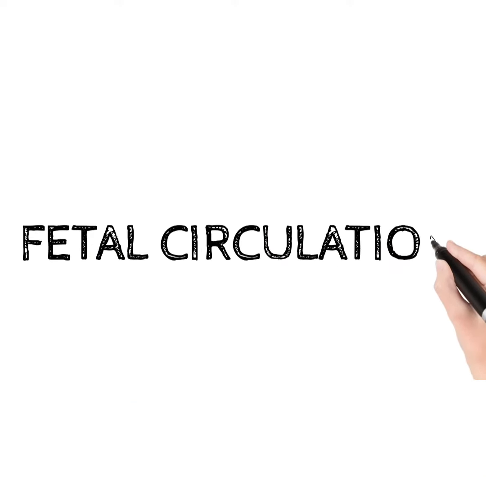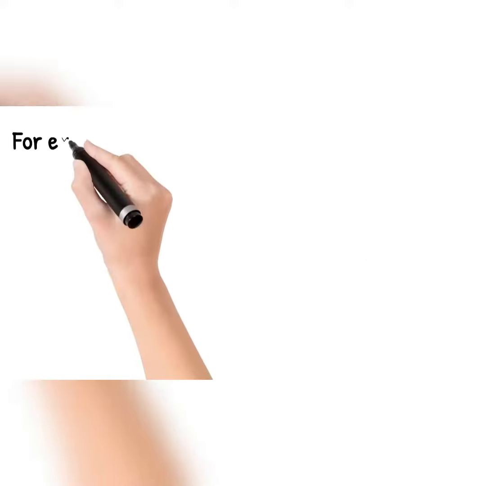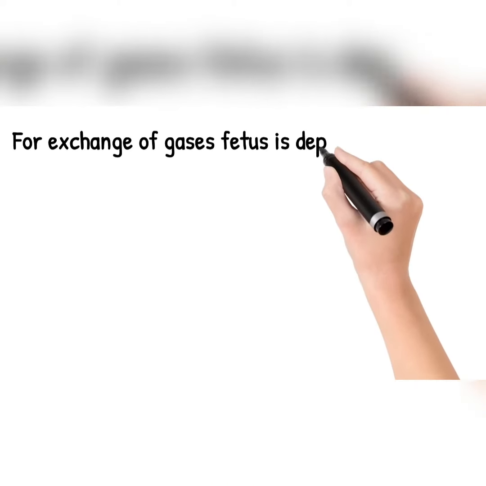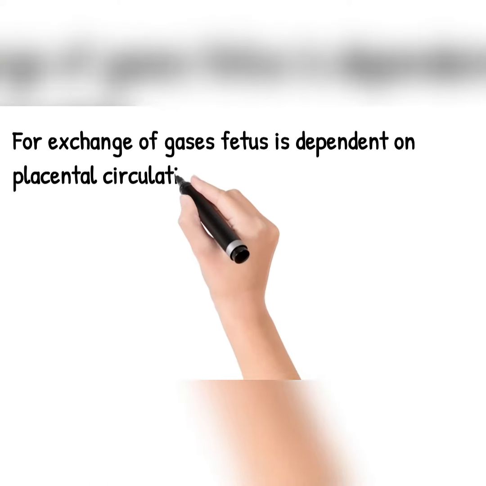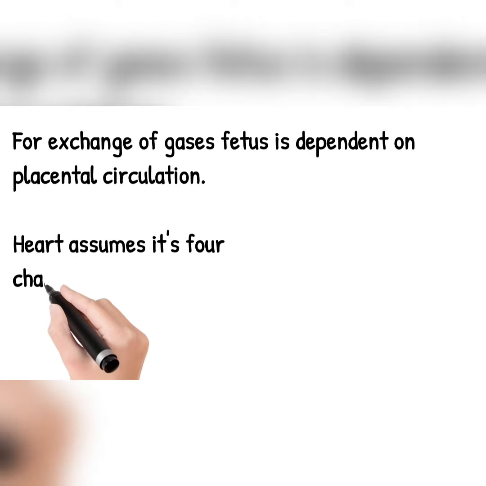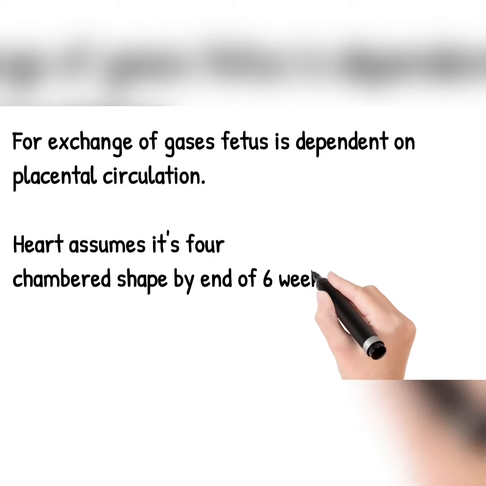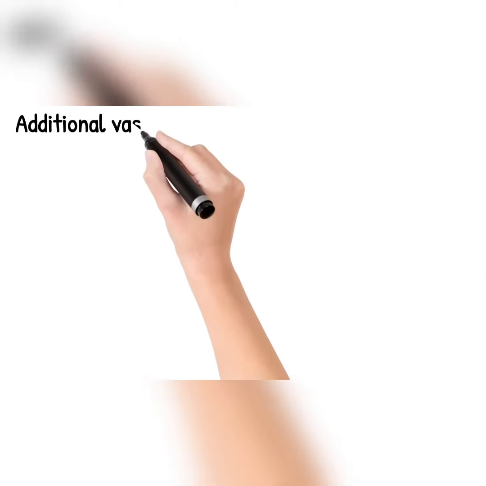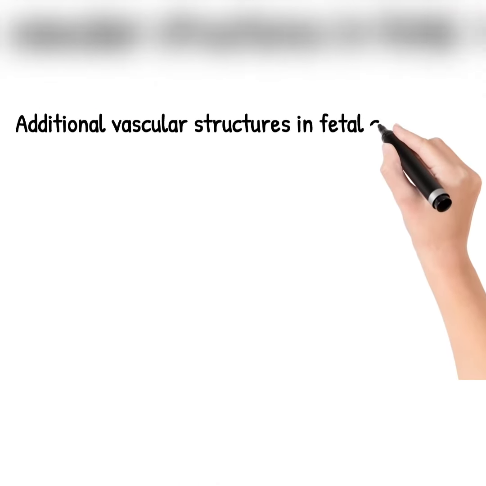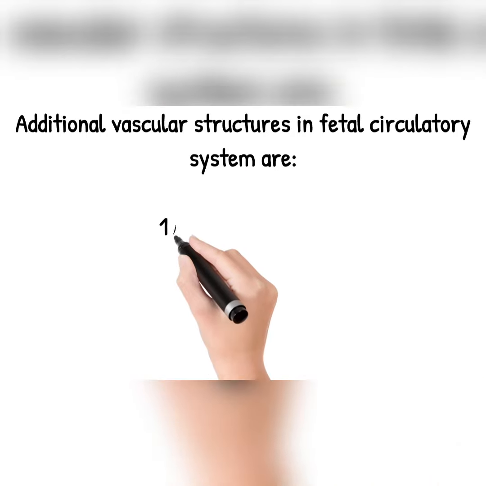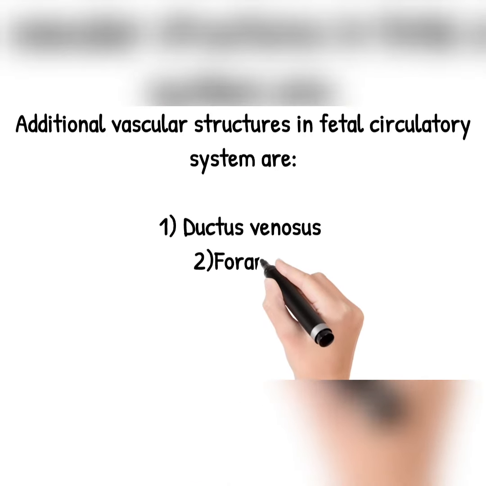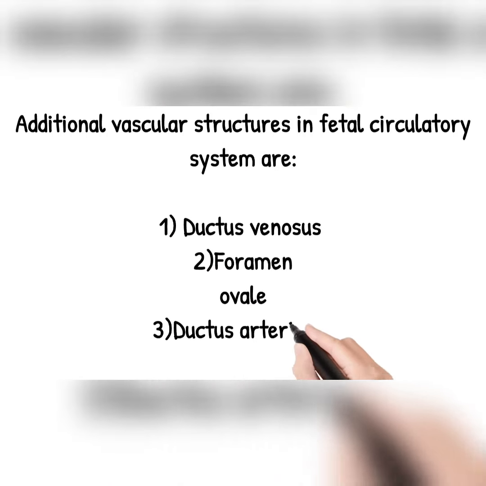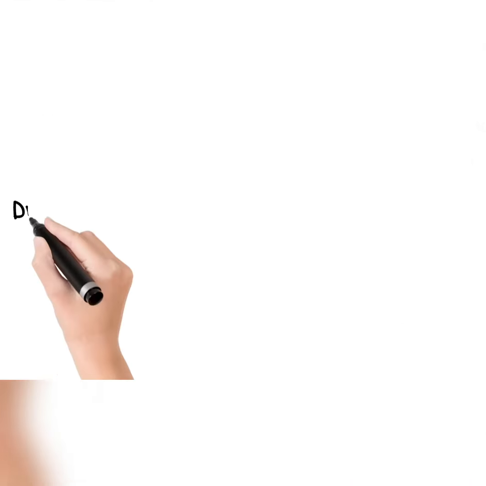Fetal circulation. For exchange of gases, the fetus is dependent on the placental circulation. In fetal life, the heart assumes its four-chambered shape by the end of 6 weeks of intrauterine life. Additional vascular structures in the fetal circulatory system are the ductus venosus, foramen ovale, and ductus arteriosus.